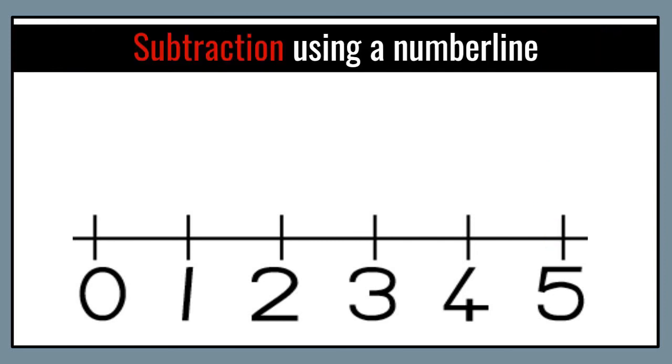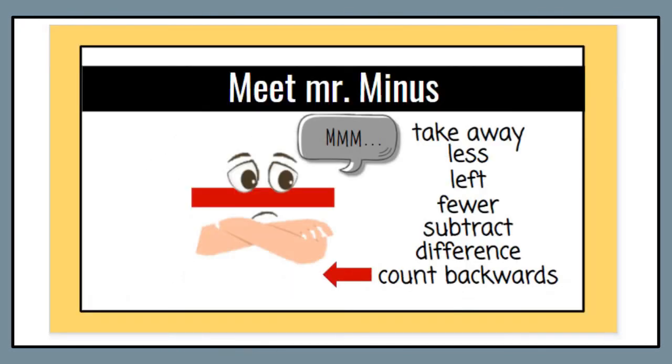Next, we are doing subtraction. When I say the word subtraction, what character do you think of? Let me quickly remind you. Grumpy Mr. Minus. When we are counting on a number line, we count backwards. So when we do subtraction, we know we are using Mr. Minus and we are counting backwards.